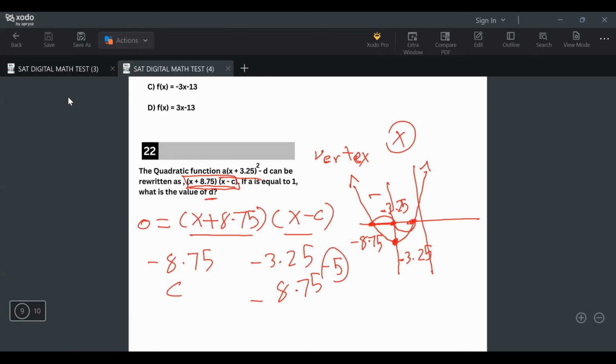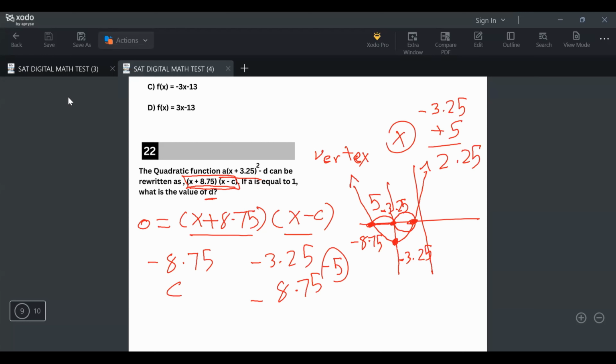So we moved 5 units into the left direction to reach the first solution. And we'll do the same thing. We'll move 5 units in the other direction to find the value of c, or the other solution for this quadratic function. So we will add negative 3.25 plus 5. That's equal to 2.25. So actually it is positive.